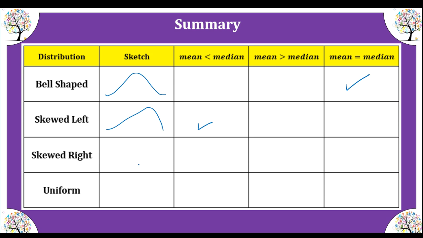Skewed right means most of the data is on the left side, but then we have this tail that goes to the right. So that means our mean is being pulled past the median and becomes greater. Uniform, it's just pretty much everything's about the same. And so your mean and median would be the same.